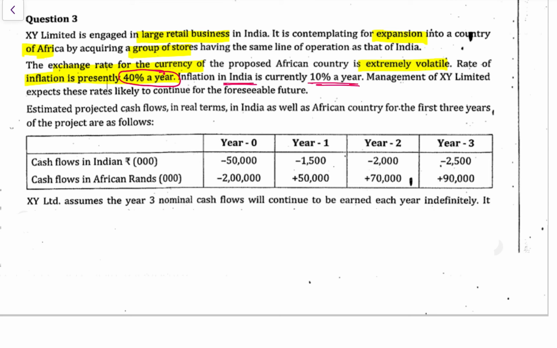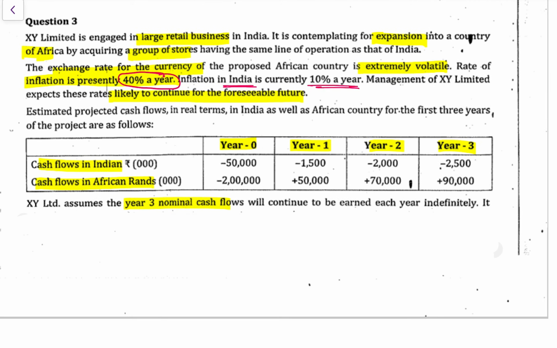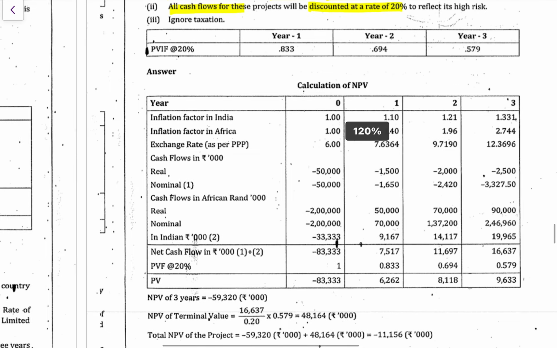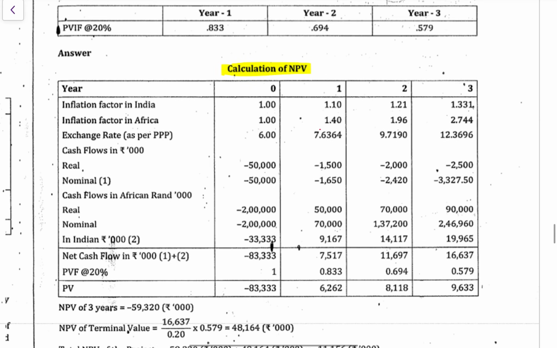The management of XY expects the rates are likely to continue in the foreseeable future, and we are given the cash flows in India and cash flows in African rand for years 0, 1, 2, and 3. XY Limited assumes a 3-year nominal cash flow will continue to be earned each year indefinitely. It evaluates all its investments using the nominal cash flows, and the present exchange rate is 6 rands to 1 rupee. We have to calculate African rand cash flows converted into rupees after discounting at the risk adjusted rate. Second, all cash flows of these projects will be discounted at 20%. Ignore taxation. So firstly, we have to calculate NPV.